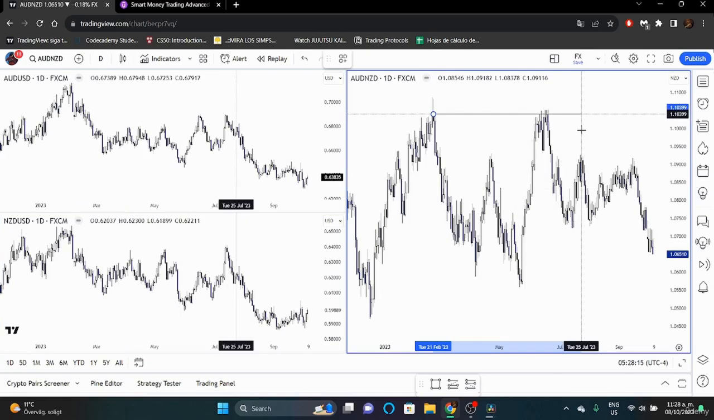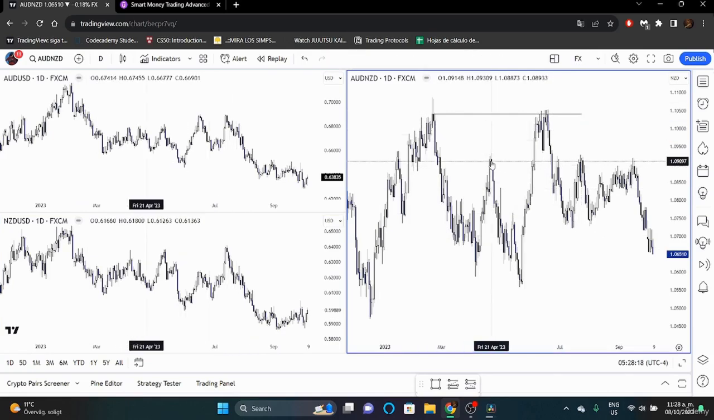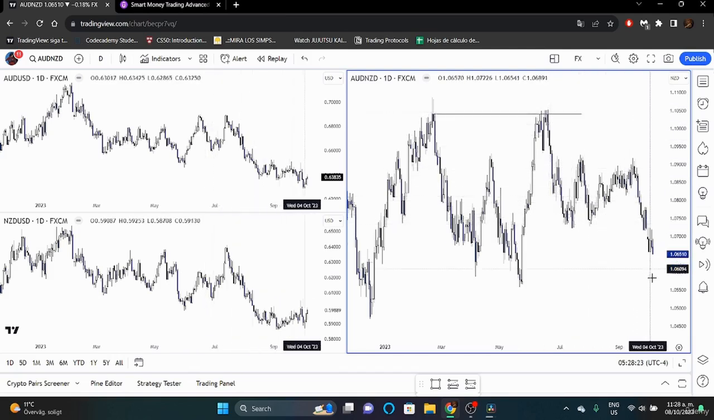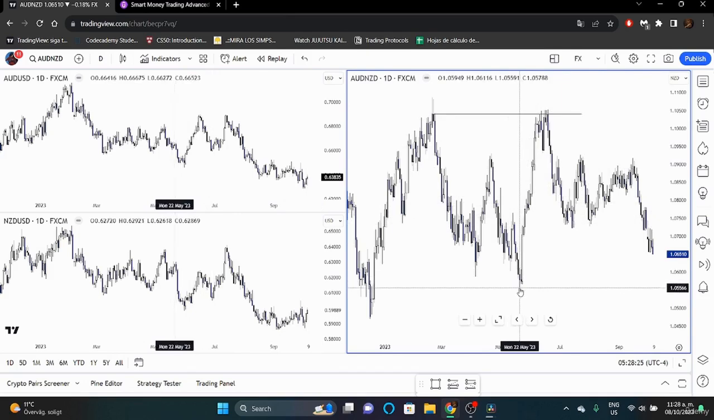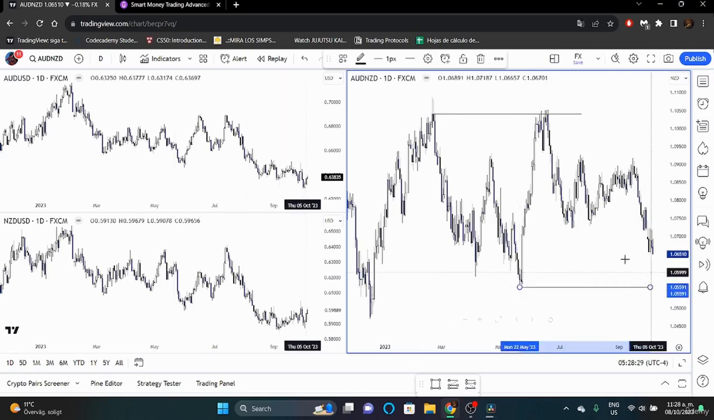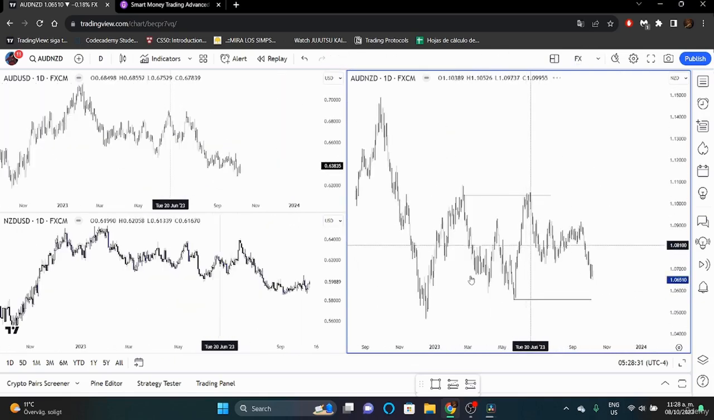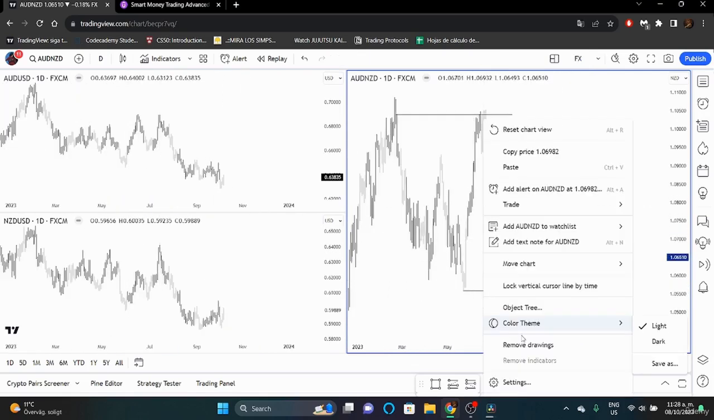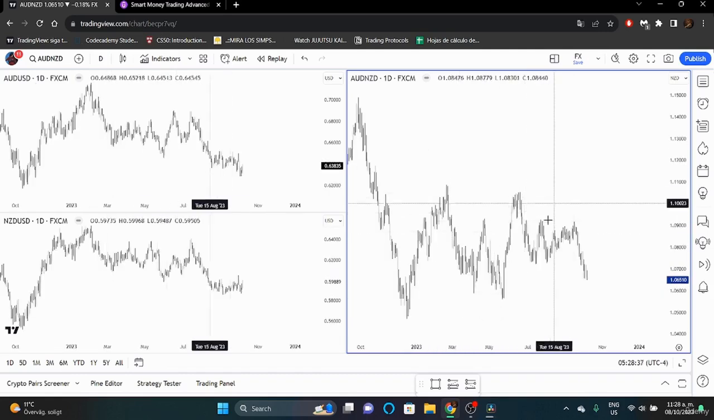We touch a rejection block, okay? Rejection block, we go lower. Where are we likely to go? Here. And once price goes for these lows, what is likely to happen? We're likely to go higher again, okay? Because this is a ranging market.